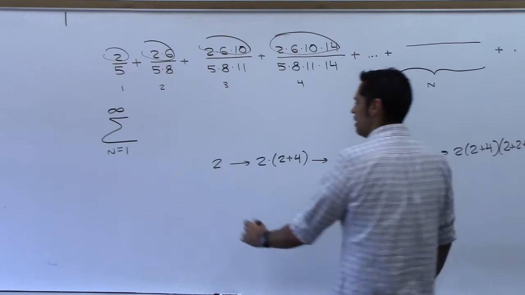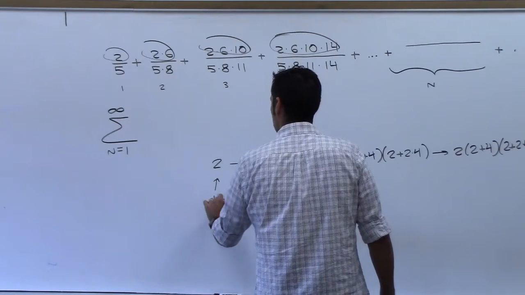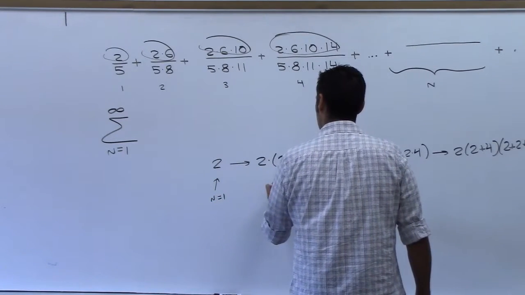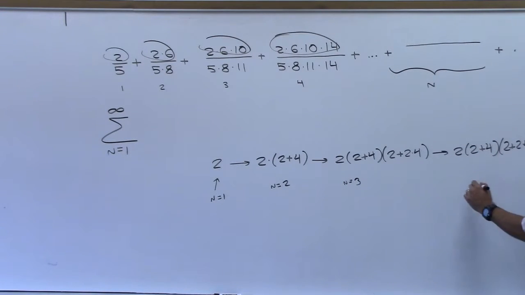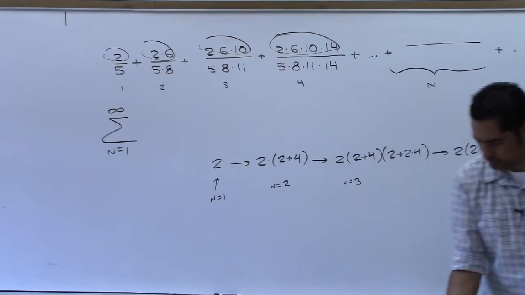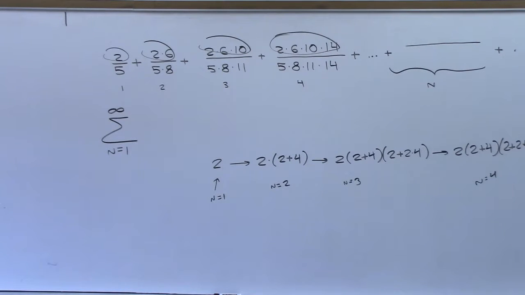This is what I got when I did what? When n was 1. This is n is 2, right? N is 3, I'm here. Are y'all following me? When n is 4. So what about when n is n? 2 plus 2 times 2 plus 4 n plus 1? Wait, say again? 2 times 2 plus 4n. Where's this 4 here? I don't see that 4 here.